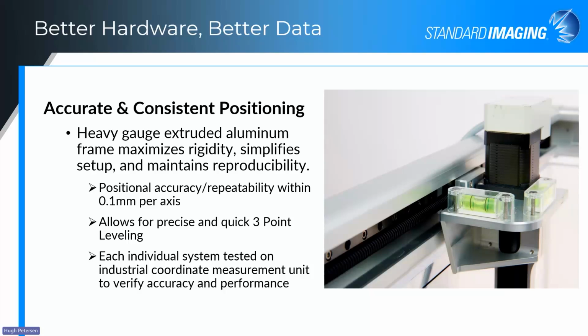And then, for that accuracy, even before the systems go out the door, every system is tested on an industrial coordinate measurement unit to verify the accuracy and performance of the system. And that's a 39-point measurement throughout the system and throughout the volume of the position of the scanner. So it's a very, very accurate test, and we make sure that we verify those accuracies before we ship the unit out.